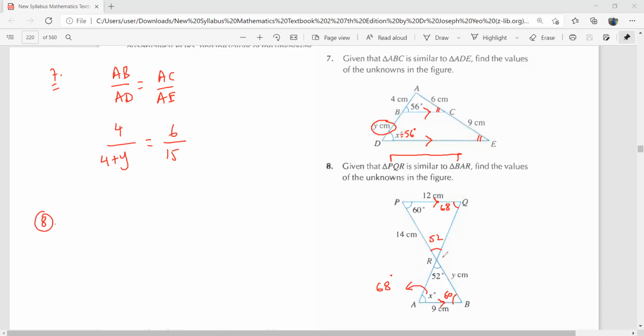And similarly, now once you have seen that, we have to find this y over here. So y is basically BR. This is your BR. It will be corresponding to PR over here. So we can say that BR over PR, and we have AB from here. This AB will correspond to this PQ. That is going to be AB over QP. Okay, so BR is y, PR is 14, and then BA is 9, and this PQ or QP is 12. So simplifying this, you can get to the value of y.